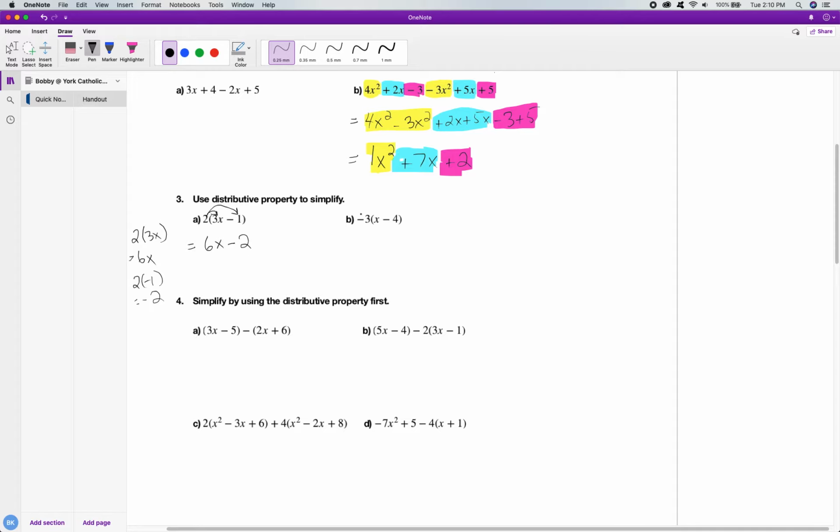So same thing here. I would multiply this by negative 3 and multiply that by negative 3. So now you can try that and check the answers that I've posted as well.